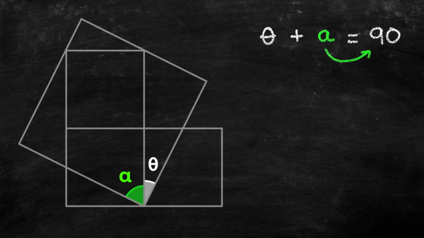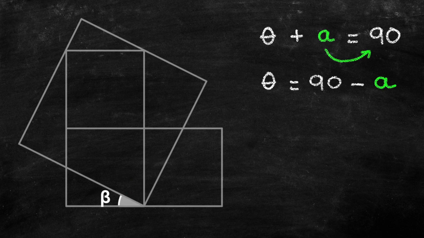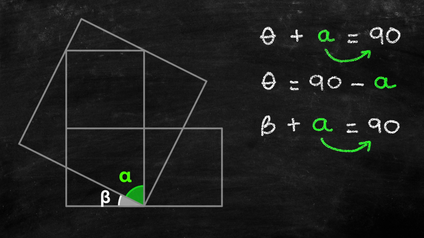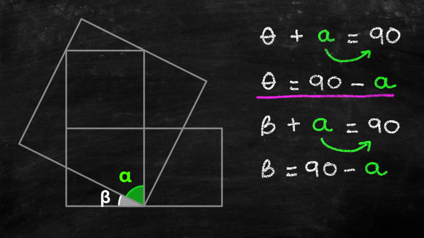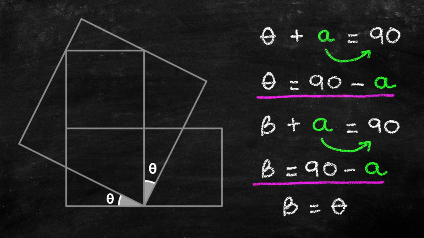Move the angle alpha to the other side to get theta equals 90 minus alpha. Similarly, beta plus alpha is equal to 90. Let's write that down. Transpose alpha to the right side, and we get beta is equal to 90 minus alpha. Note that the expressions for angles theta and beta are equivalent. We can now conclude that angle beta is equal to angle theta. Let's clear the board.